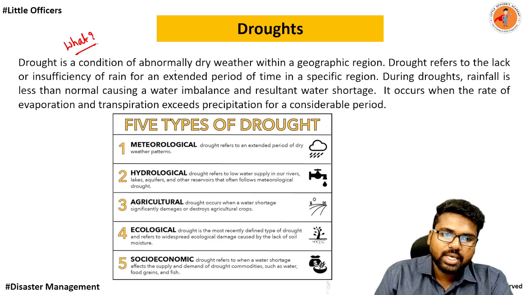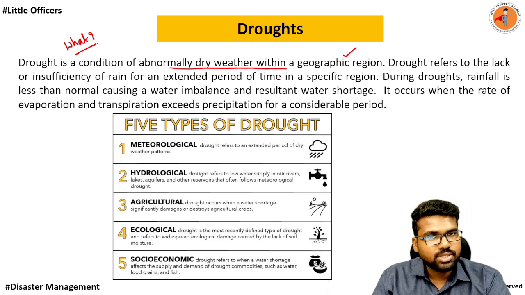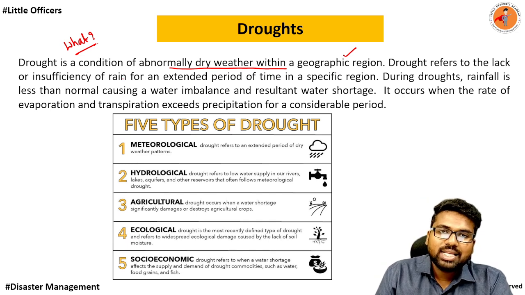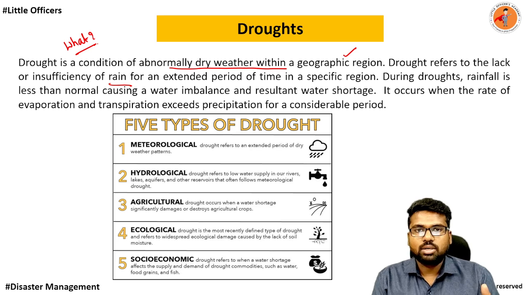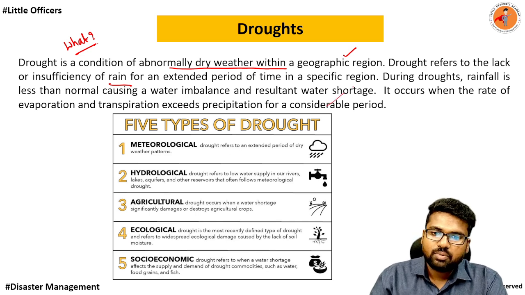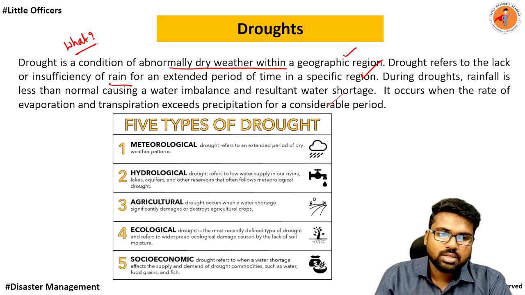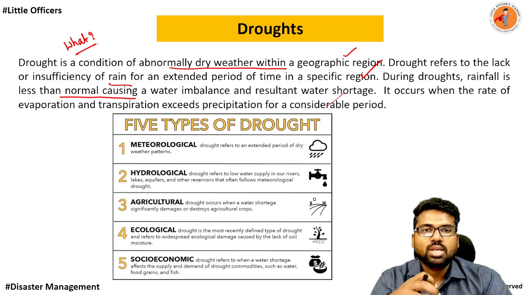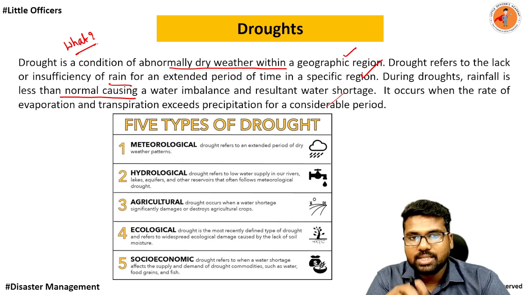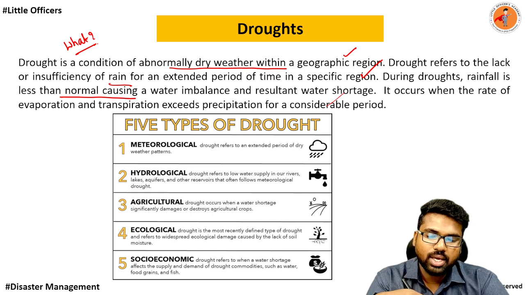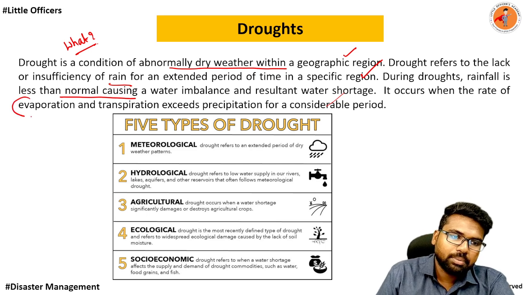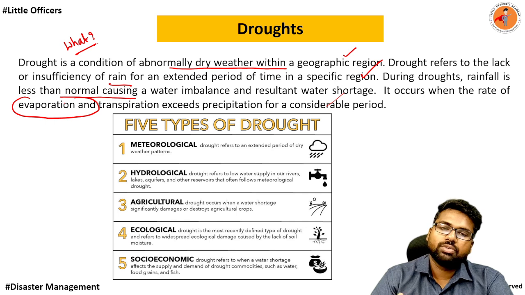Drought is any abnormally dry weather within a geographic region, and it refers to lack of or insufficient rains for a prolonged period over a vast area. Over any geographic area for a prolonged time period, if there is insufficient rainfall, we call it a drought. During droughts, rainfall is less than normal, causing water stress, and that will have an impact on agriculture, food, economic activity and many other things. This mainly happens when the rate of evaporation and transpiration is more than the rate of precipitation.